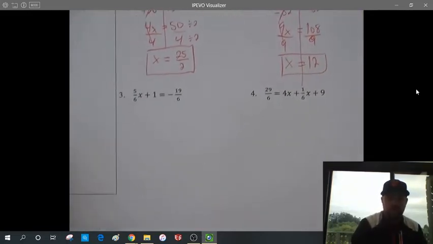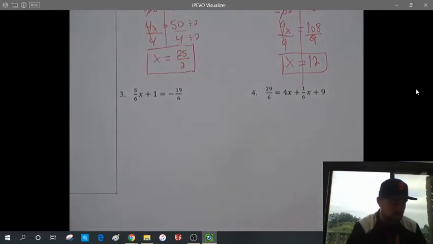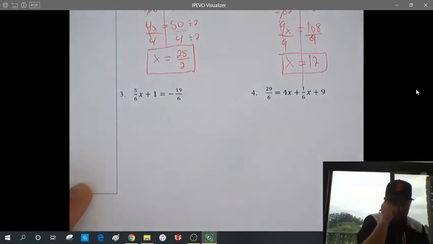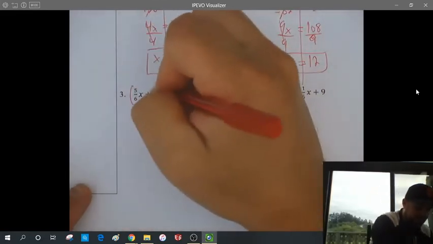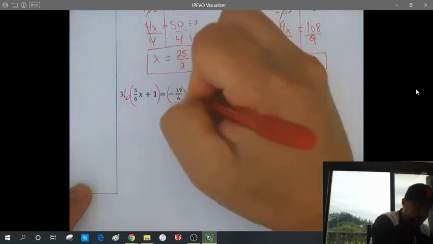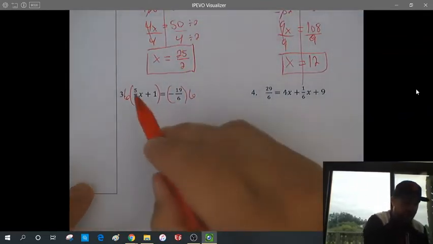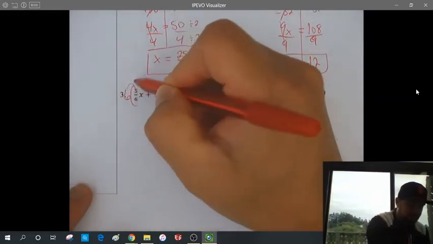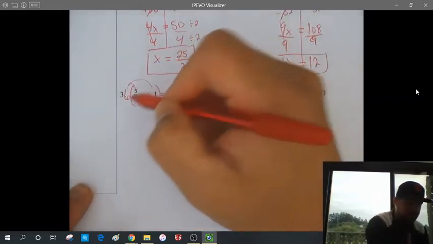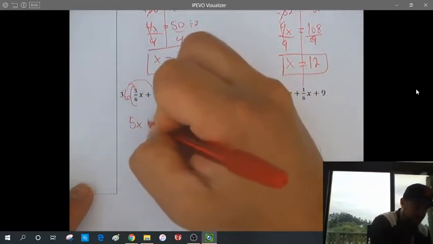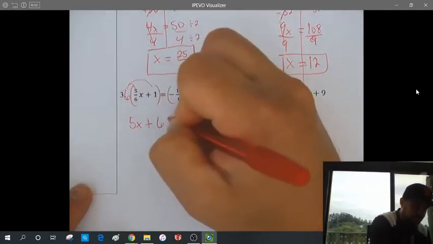Okay, number 3. 5/6 x plus 1 is equal to negative 19/6. My common denominators this time are 6's, and so I'm going to multiply both sides by 6 in order to get that fraction busting to take place. This time, when I multiply the 6 times the 5/6, again the 6's are going to cancel, and so it's going to leave me with just the 5x plus 6 times 1, which is 6.